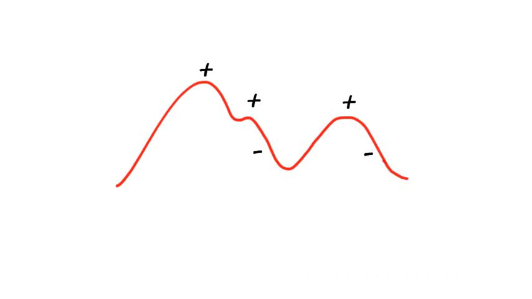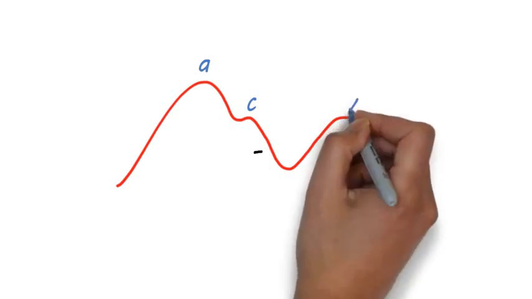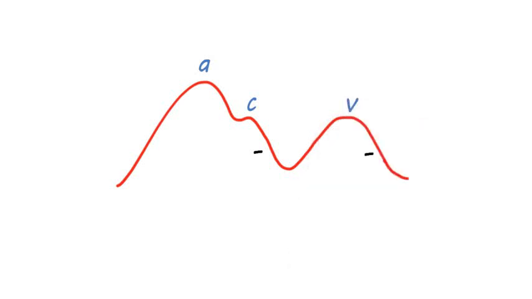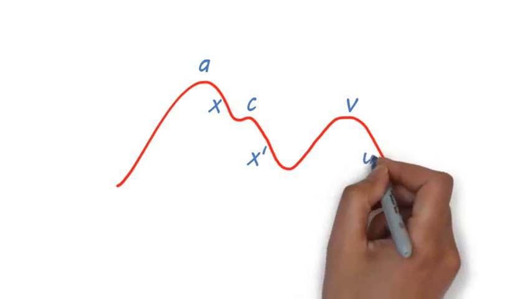Each of these peaks and troughs is represented by a letter. The first peak is labeled A, the small upward inflection is labeled C, and the next peak is labeled V. A and V are the pulses that are observed on physical exam. The first trough is your X and X prime descent, and the last drop is labeled Y.